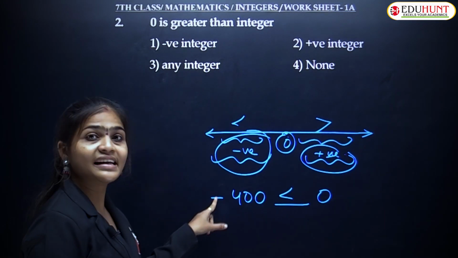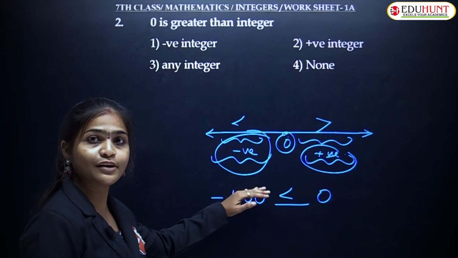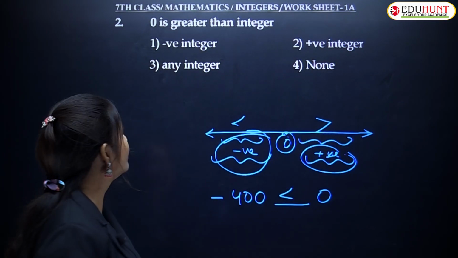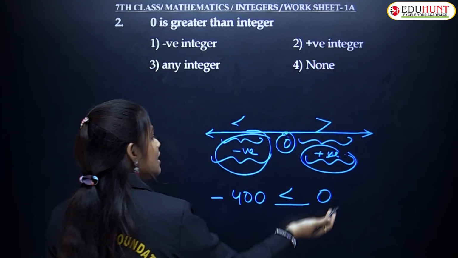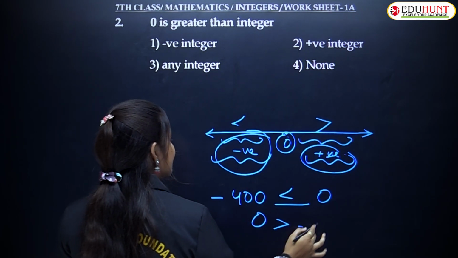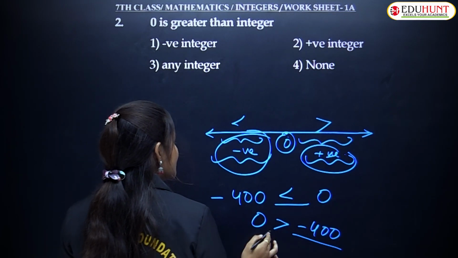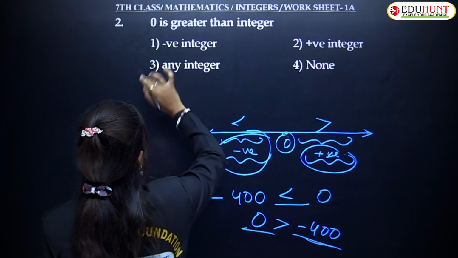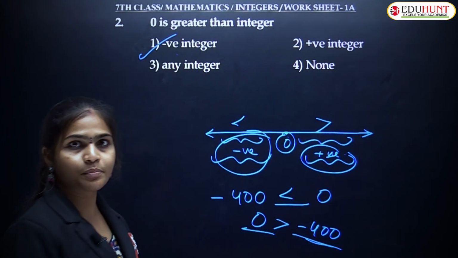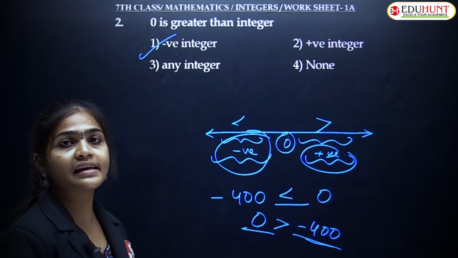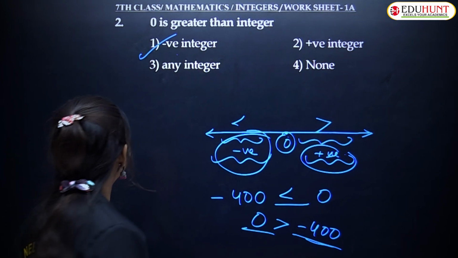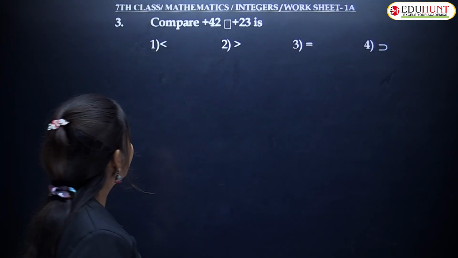Why? Because a negative value is always less than 0. Which means, in the opposite condition, 0 is greater than minus 400, so 0 is always greater than negative integers. Which option is correct here? Yes, option 1, negative integers. Let us see question number 3.